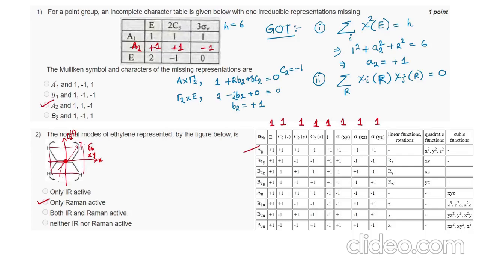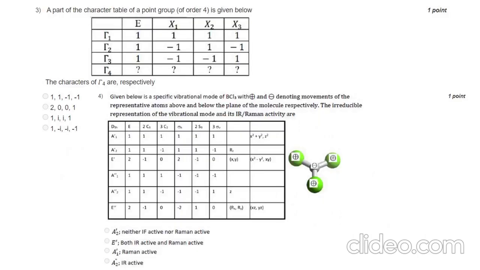You can use only that. You don't have to check for all. Okay, now question number 3. Question number 3 says a part of the character table again of order 4 is given. By looking at this, we know this is C2V, right?